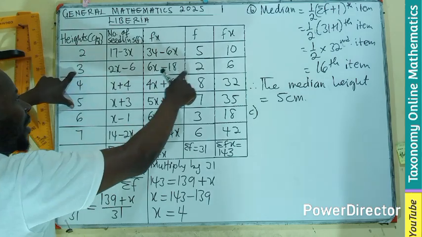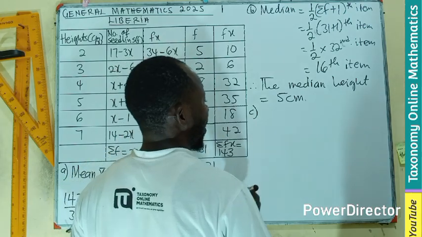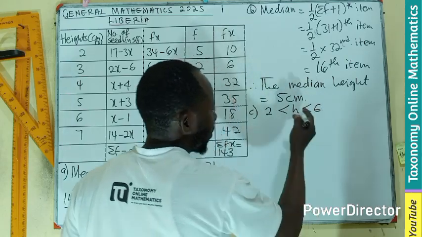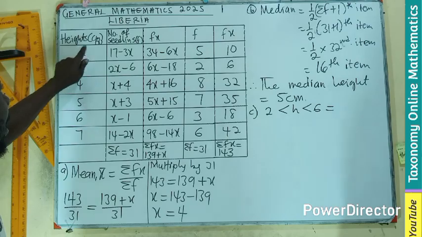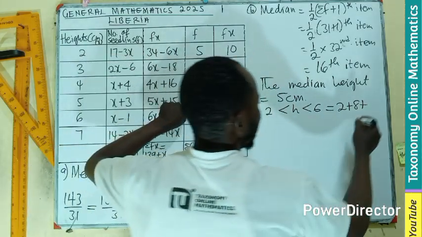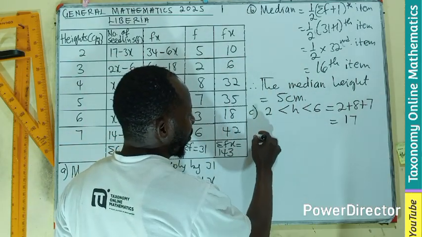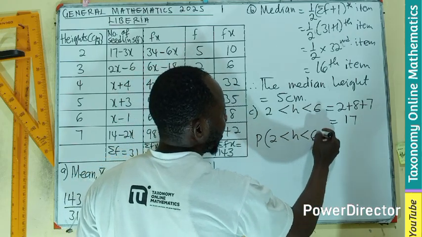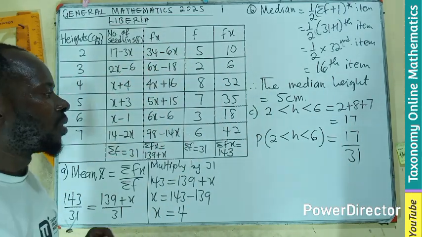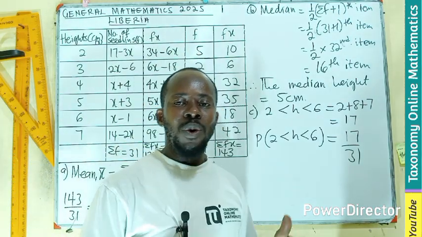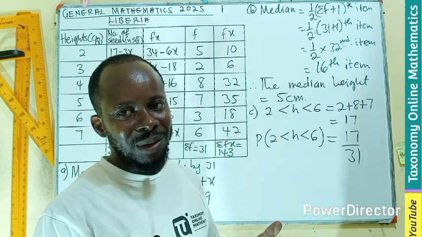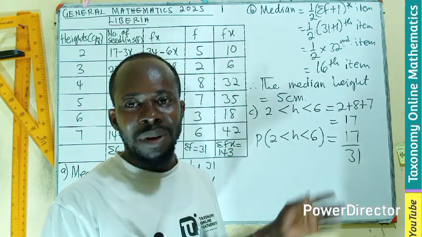These are the centimeters. But how many are they in terms of frequency? So we can say that 2 less than height less than 6. This value is going to give us, we begin from 2, right? So that would be 2 plus 8 plus 7. That would be 17. Therefore, the probability of 2 less than height less than 6 will be 17 divided by the total frequency, 31. So 17 out of 31 will be where we have more than 2 centimeters, but less than 6 centimeters. I believe this is also clear.